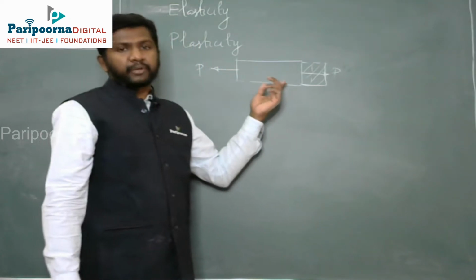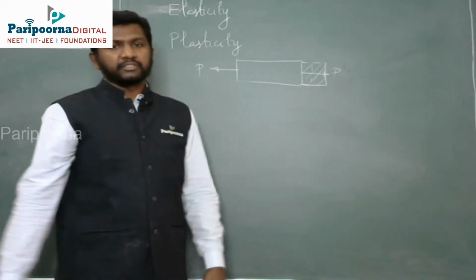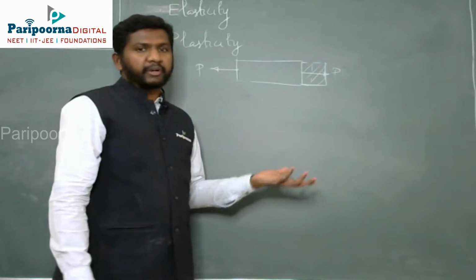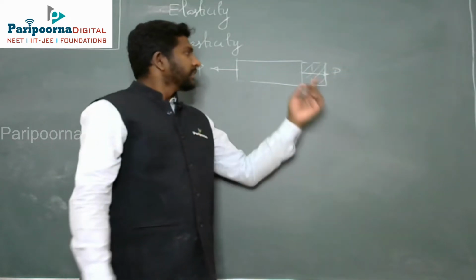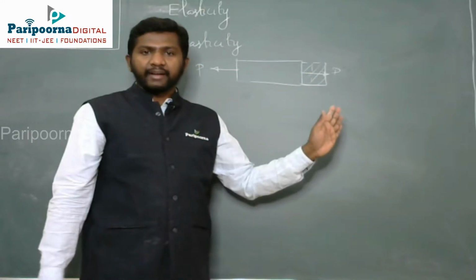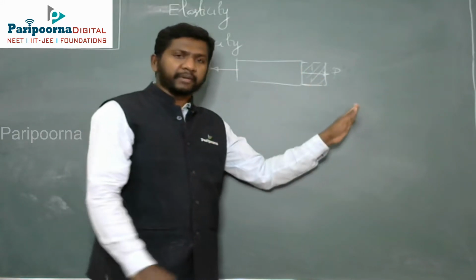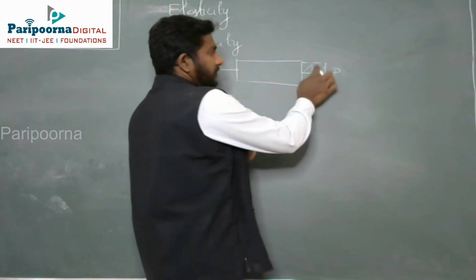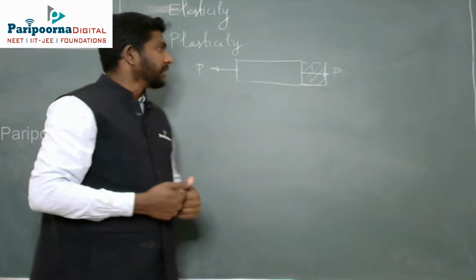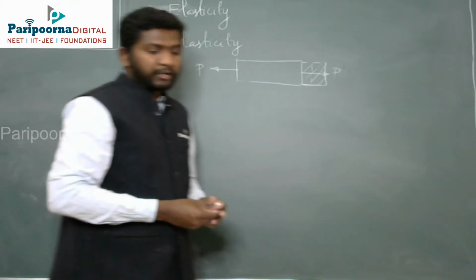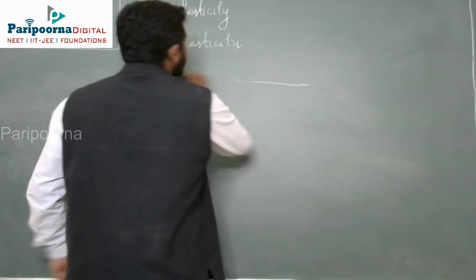That property is nothing but plasticity, or the plastic property of the material. The meaning is, if the load is removed, the deformation will not vanish. The deformation will be permanent. So this is del L, and this will be permanent. The material cannot recover its original shape. So this property is plasticity of the material. Now you understood about elasticity. Let us discuss Hooke's law.